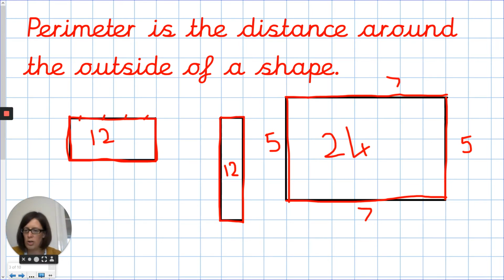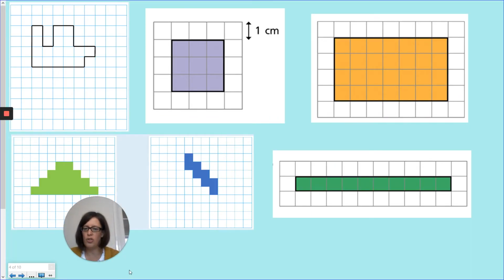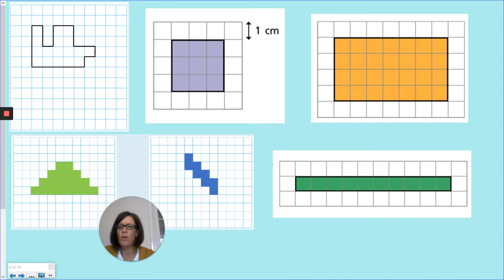Okay, so now it's your turn. Have a look at all of these different shapes here. Not all of them are rectangles, some of them are a little bit unusual, but they've all got the grid there to help you. We're measuring just in squares, apart from this one, which tells you that they are all 1 centimetre, so you could use centimetres for that one if you wanted. Can you work out the perimeter of each of these shapes? Pause the video while you work them out.